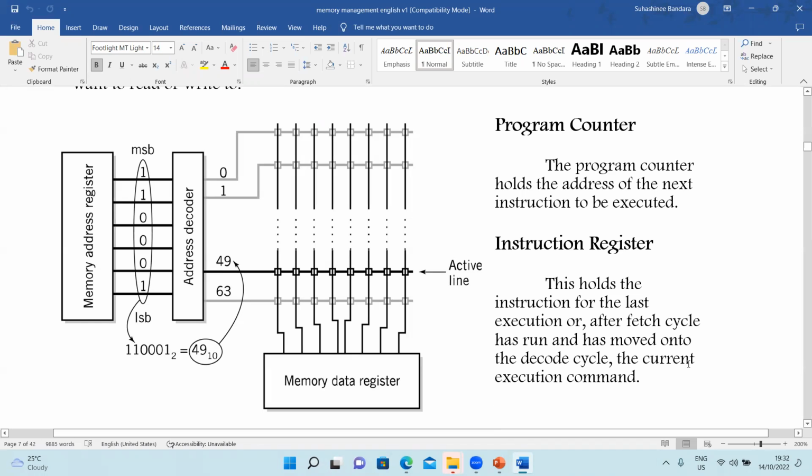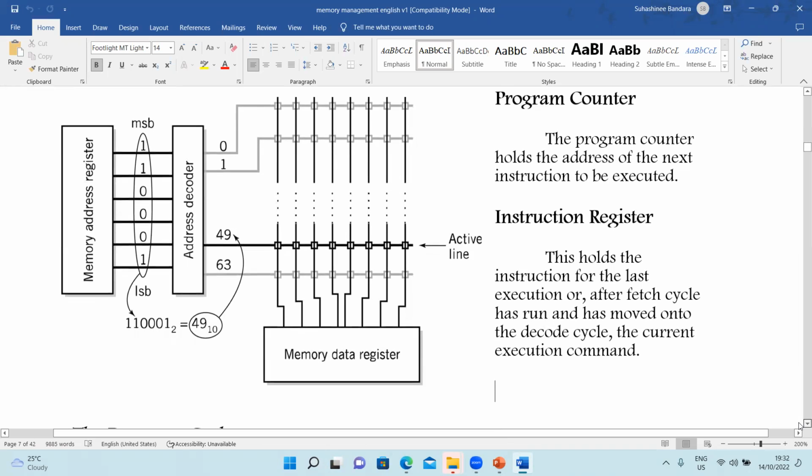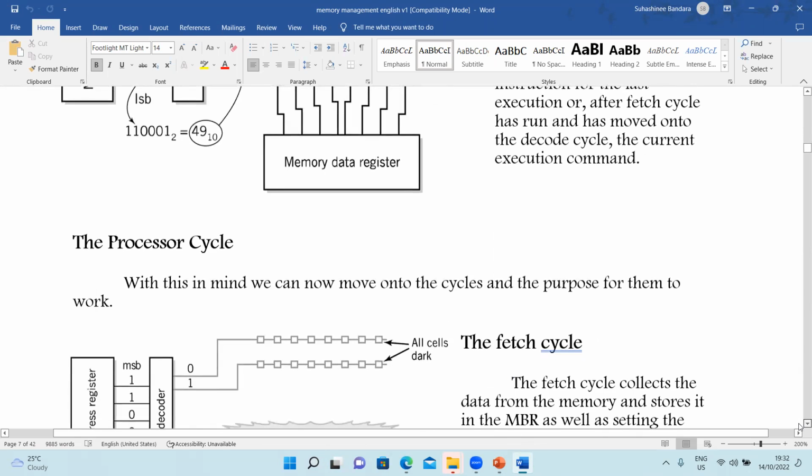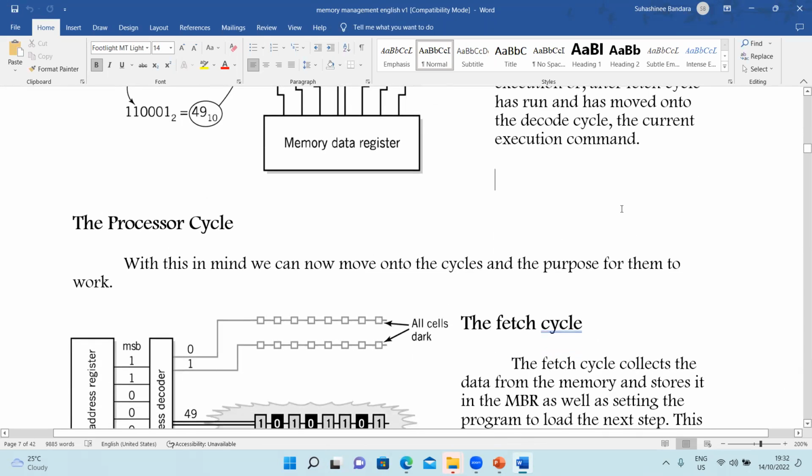The instruction register holds the instruction for the current execution after the fetch cycle has run and has moved into the decode cycle. So it holds the instructions. After completing it, it will take the new one. And after finishing that, it moves into the decode. So one by one, it will take that. I'll give that note later.